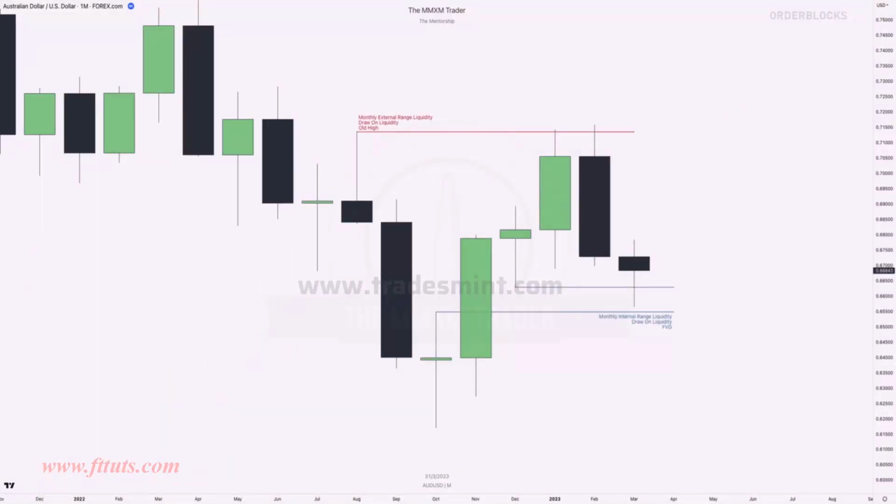Another example on the Australian dollar, US dollar monthly chart. Again, external range liquidity. Monthly external range liquidity. So we raid these buy stops up here. So what do we do after external range? We go to internal range. We see this monthly fair value gap down here being the draw on liquidity.